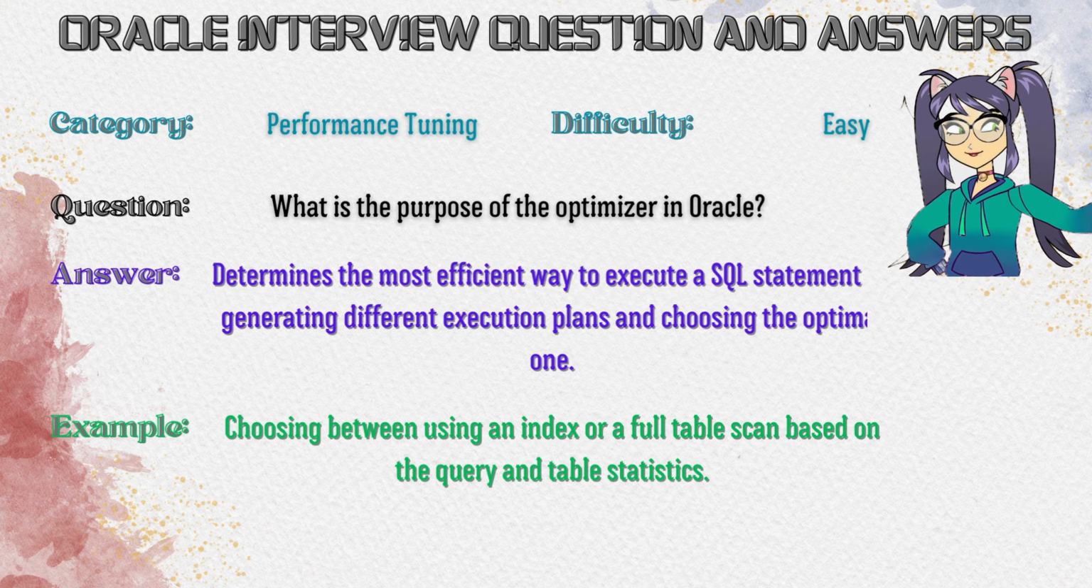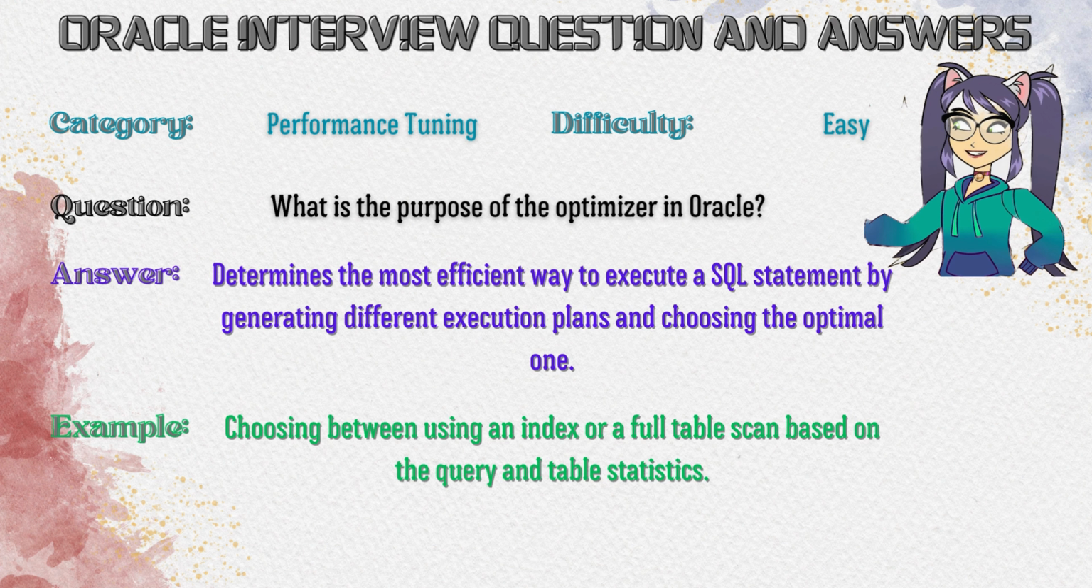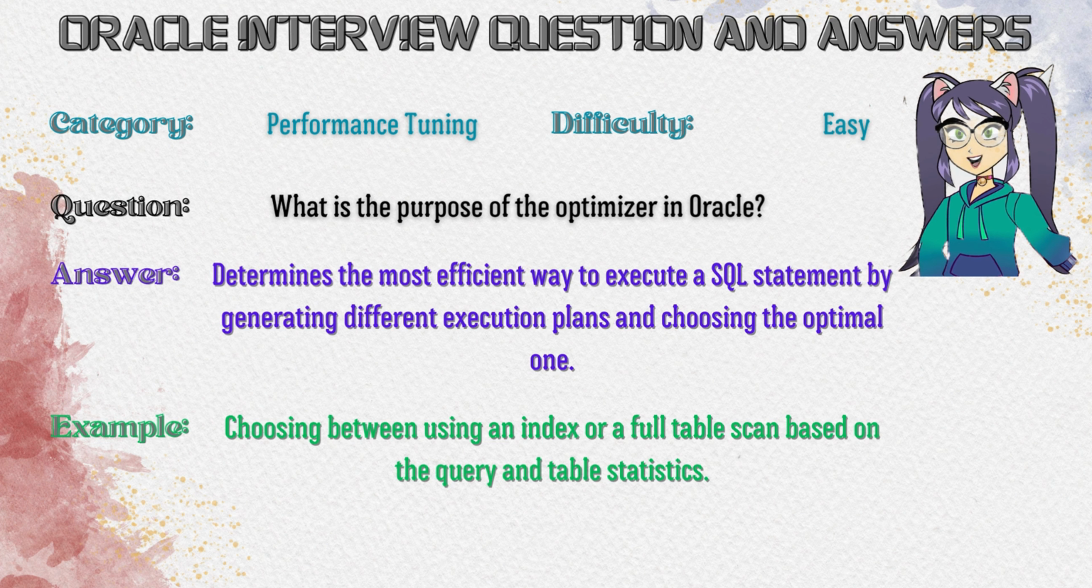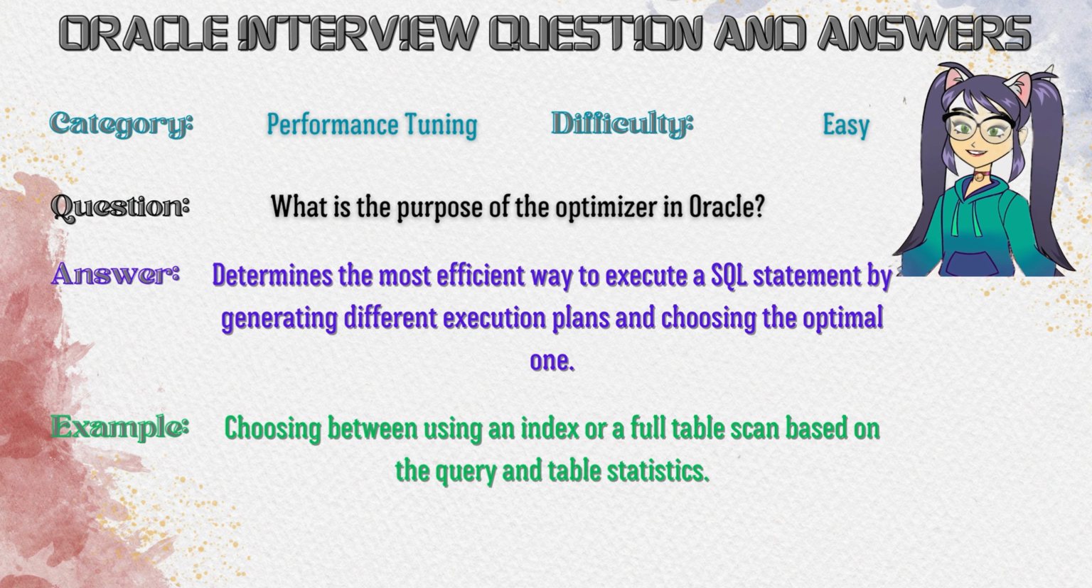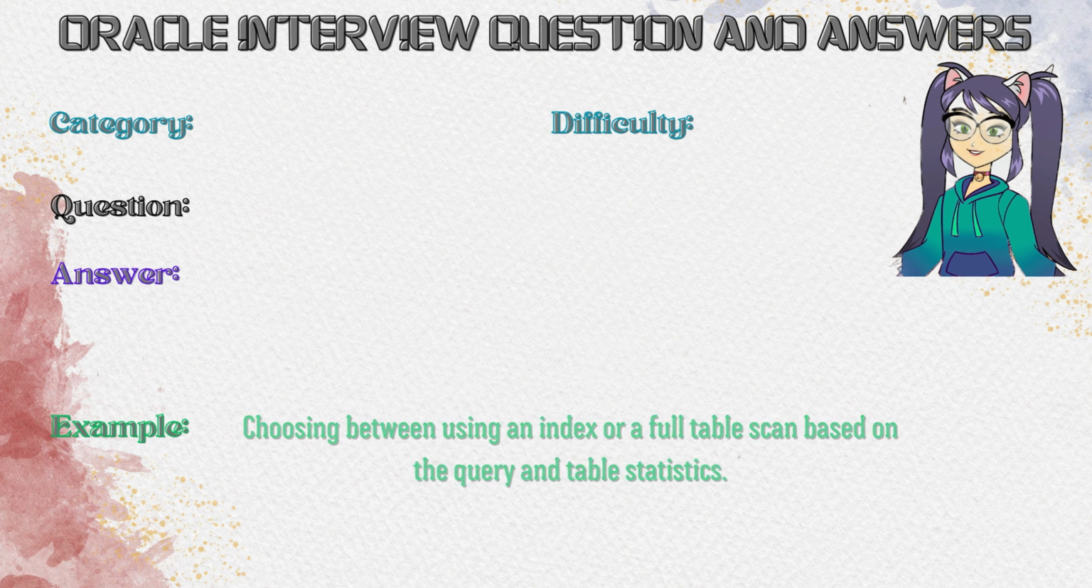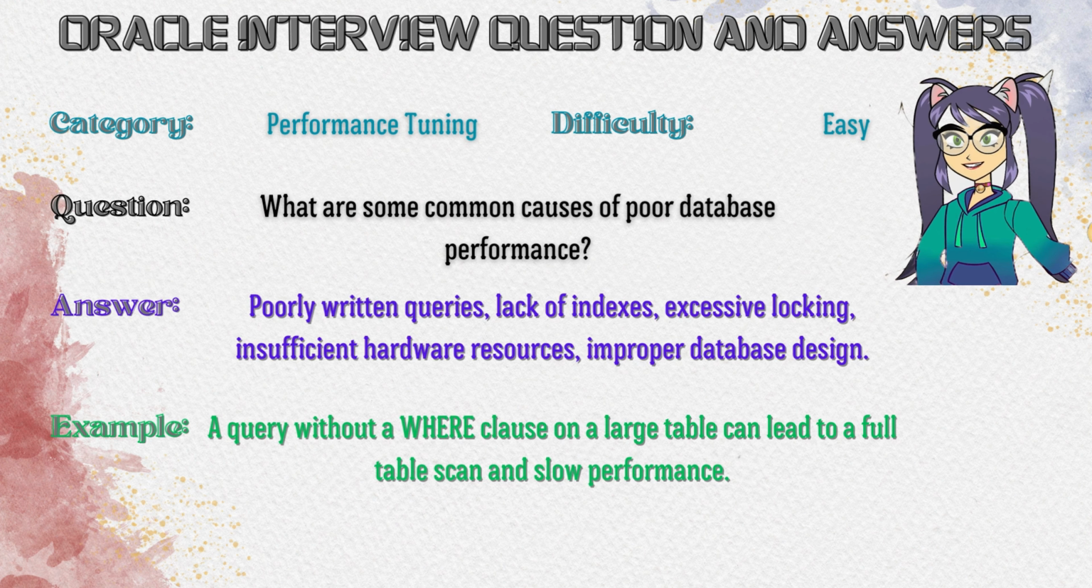Next question, what is the purpose of the optimizer in Oracle? And the answer is determines the most efficient way to execute a SQL statement by generating different execution plans and choosing the optimal one. For example, choosing between using an index or a full table scan based on the query and table statistics.